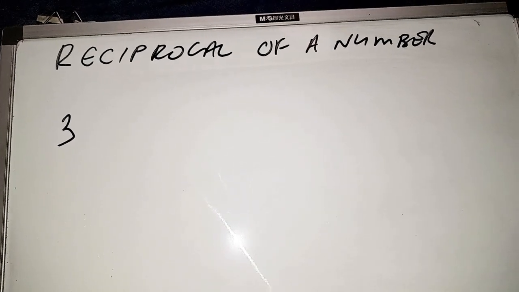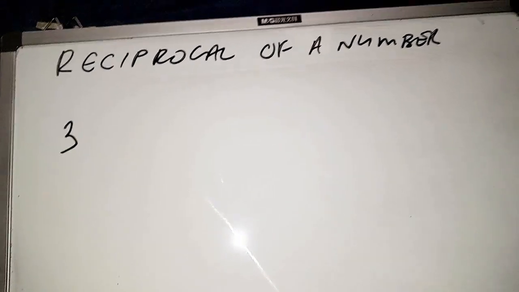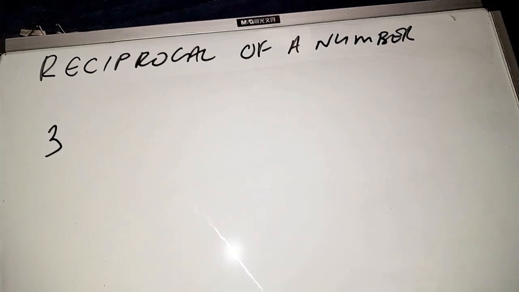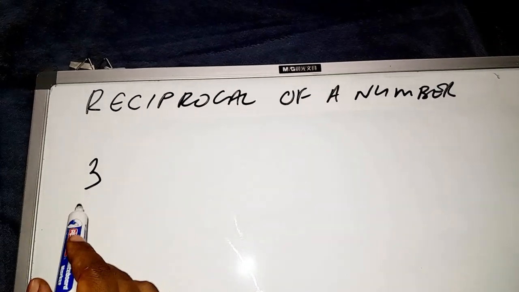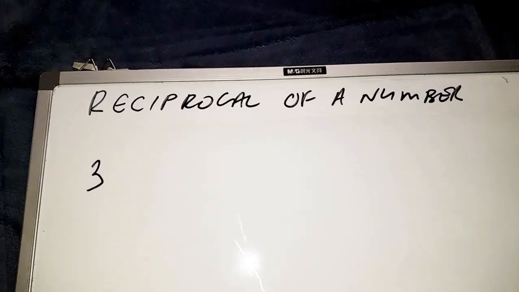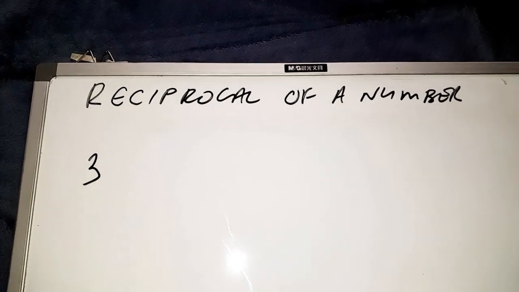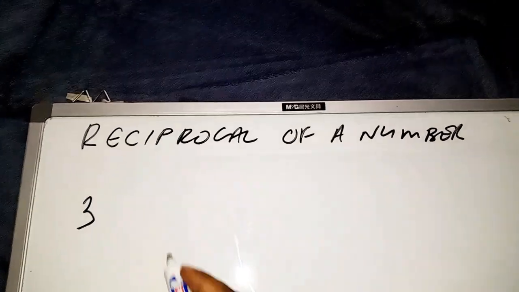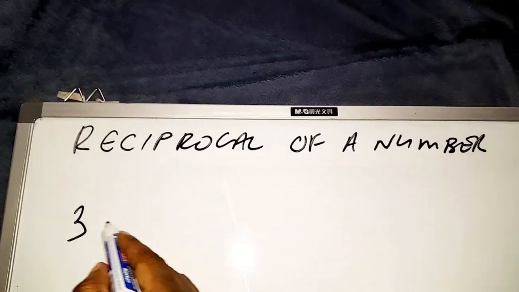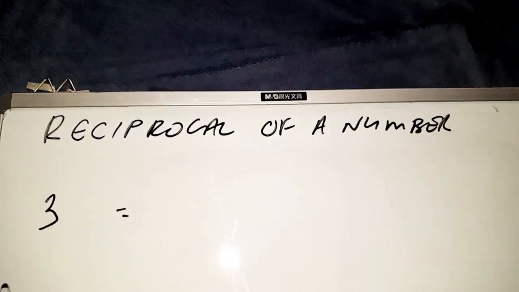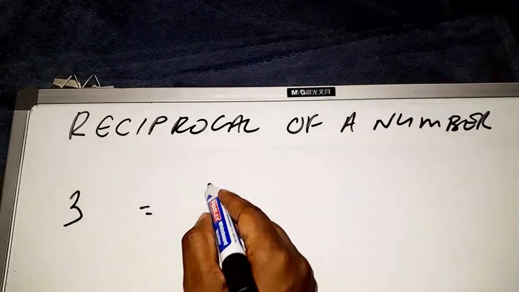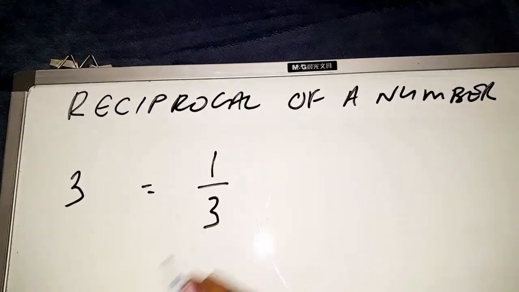So we want to talk about the reciprocal of a number. Now, the reciprocal of a number is the number itself under 1. Or we can say the reciprocal of a number is 1 divided by that number. So hence the reciprocal of 3, we're saying that it is 1 divided by that number. So you're going to say 1 over 3.